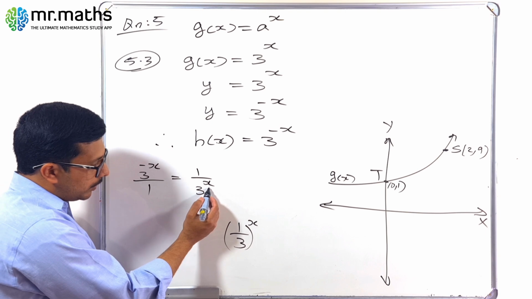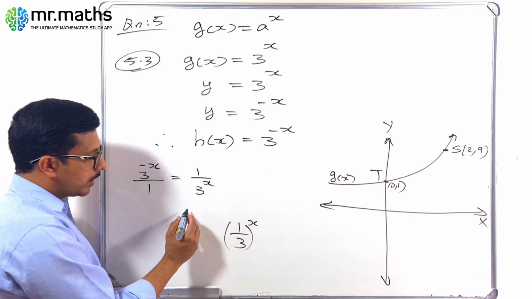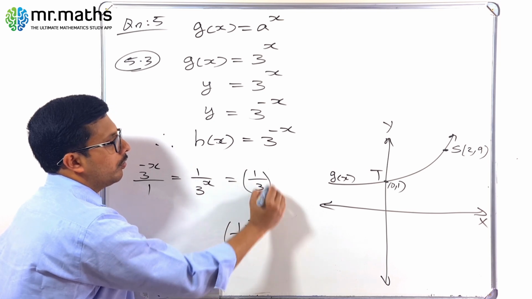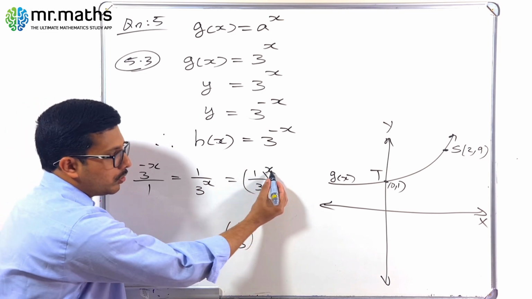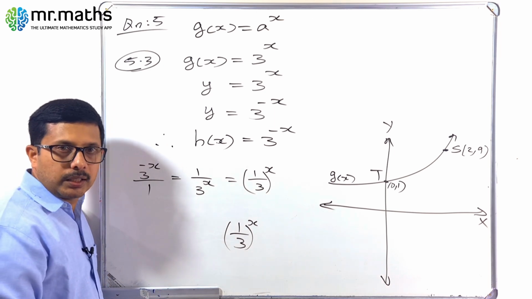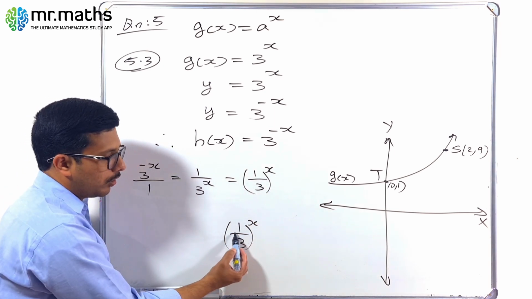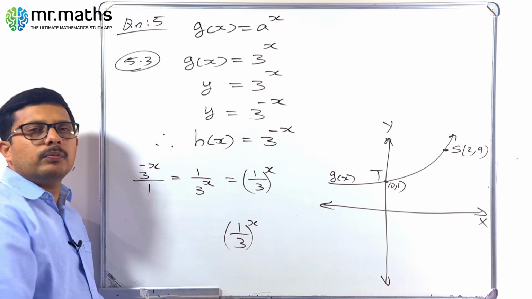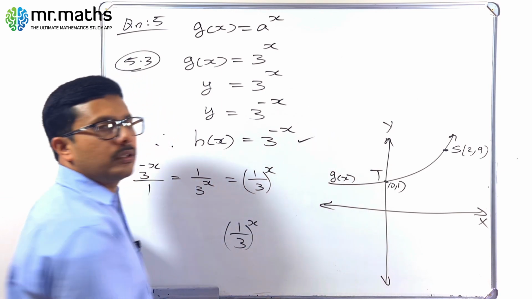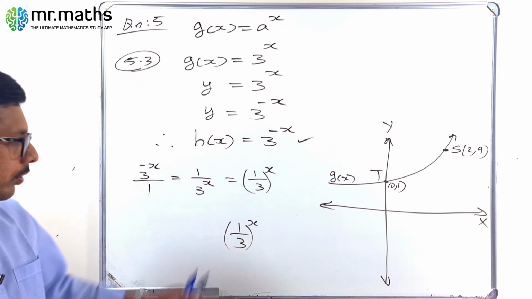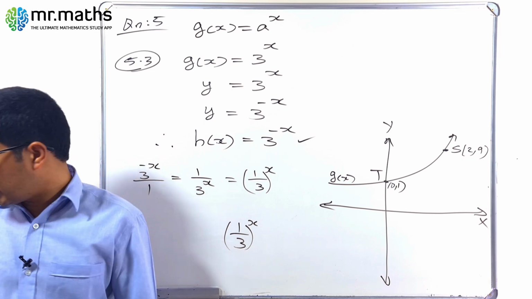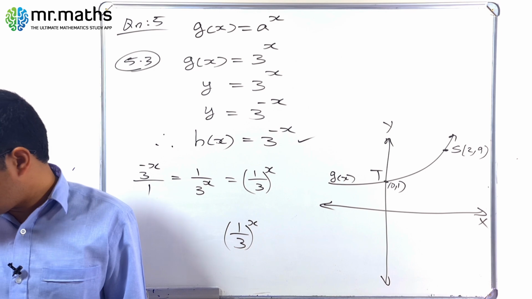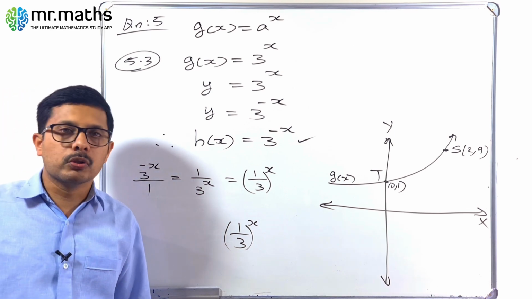Now look at this one: 1 over 3 raised to positive x. I can write it like this: 1 over 3, the whole raised to x. 1 raised to any number is 1, am I right? Then 3 raised to x, that is 1 over 3 raised to x. So that is how you got this answer. It doesn't matter if you leave the answer like this, that's also correct, or you can write it as 1 over 3, the whole raised to x. So that is question number 5.3. Now let's move to question number 5.4.